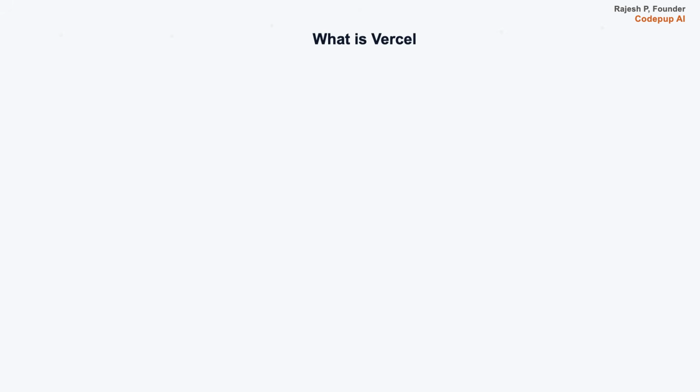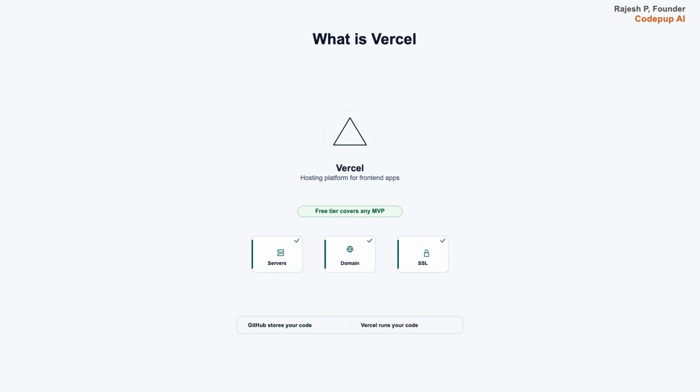Before we deploy, quick context. Vercel is a hosting platform built for front-end apps. You give it your code, and it puts your app on the internet. It handles the servers, the domain, the SSL certificate, everything. You don't configure anything. The free tier is generous enough for any side project or MVP. Think of it like this. GitHub stores your code, Vercel runs your code. Together, they take your app from your laptop to the world.